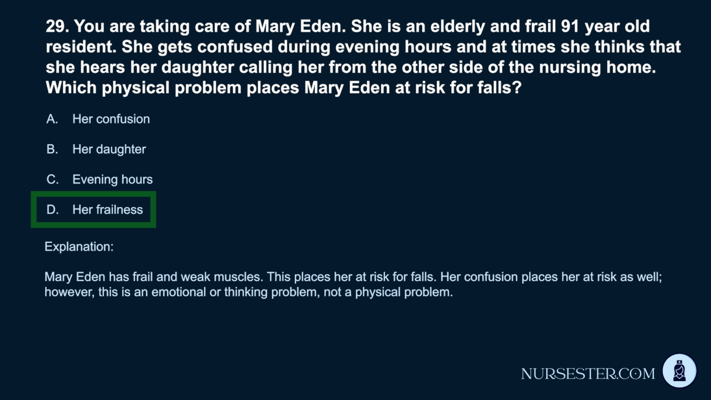Mary Eden has frail and weak muscles. This places her at risk for falls. Her confusion places her at risk as well. However, this is an emotional or thinking problem, not a physical problem.